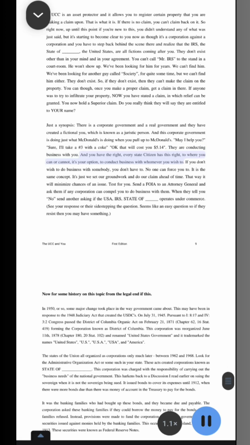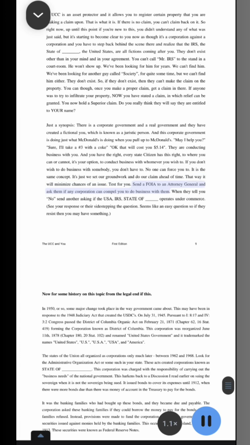And you have the right, every state citizen has this right, to where you can or cannot, it's your option, to conduct business with whomever you wish to. If you don't wish to do business with somebody, you don't have to. No one can force you to. It is the same concept. It's just we set our groundwork and do our claim ahead of time. That way it will minimize chances of an issue.